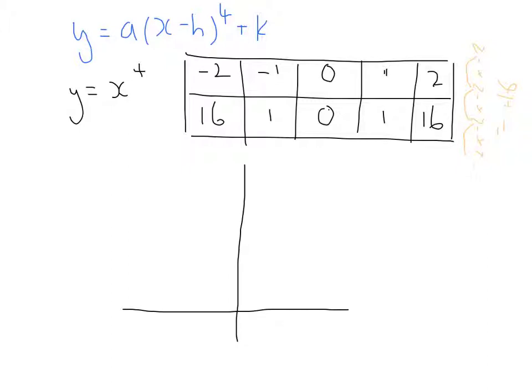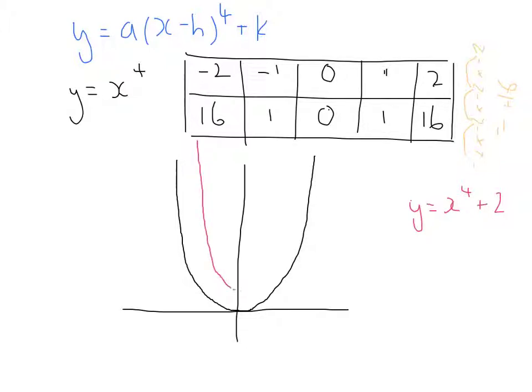These graphs are very similar to an x squared type graph, but they're just a little bit flatter and steeper. So something like that is what the shape of the graph would look like. It does get very steep very quickly, and when you do your translations you do exactly the same thing. So if we had, for example, y equals x to the 4 plus 2, then the whole thing will be shifted up by 2, like so.